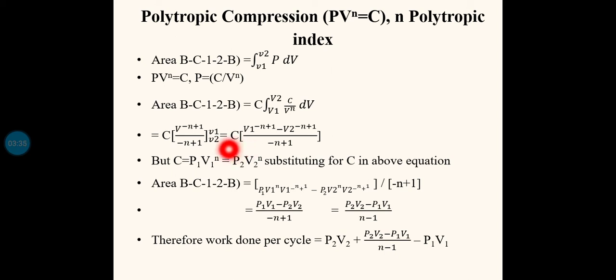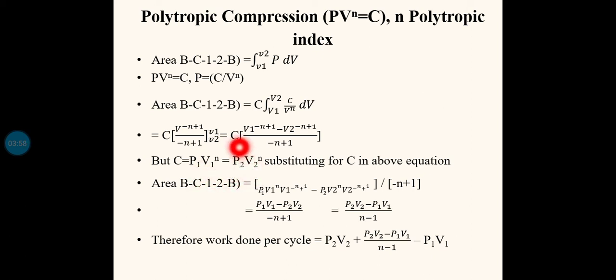Now substituting the first limit V1, this becomes V1 raised to minus n plus 1, minus the next term, V2 raised to minus n plus 1, all divided by minus n plus 1. This is constant, so minus n plus 1. But C is equal to, instead of C we can substitute either P1 V1 raised to n or P2 V2 raised to n.